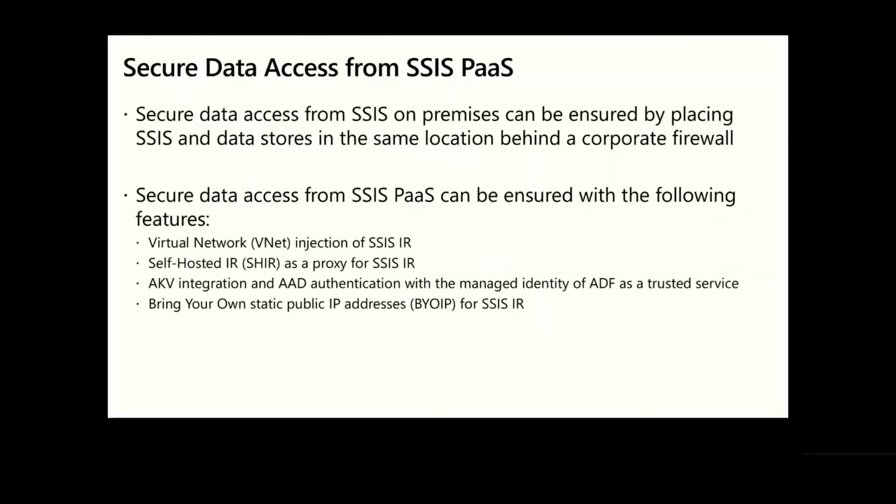For example, you can join SSIS IR to a virtual network or VNet where your data stores are also injected into the same VNet, configured with a VNet service endpoint, or connected via private links or private endpoints in the same VNet. You can use self-hosted IR as a proxy for SSIS IR, where it can be installed in the same network where your data stores reside behind a corporate firewall. You can store your access credentials in Azure Key Vault or AKV, and if you want to omit credentials from your SSIS packages altogether, you can use Azure Active Directory or AAD authentication with the managed identity of ADF as a trusted service. You can also bring your own static public IP addresses for SSIS IR, so you can allow them on your data store firewalls.